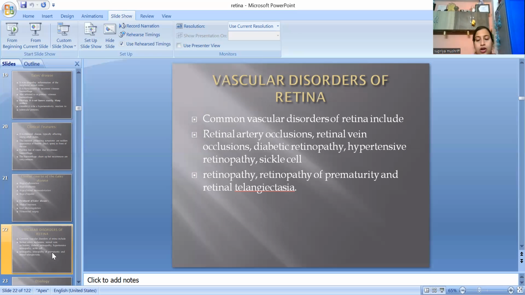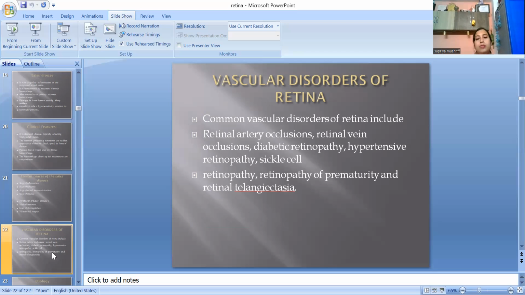Whenever any vein occlusion occurs, that is central retinal vein occlusion or branch retinal vein occlusion, it comes under the category of retinal vein occlusion. And other important retinopathies are diabetic and hypertensive retinopathy. It is very common nowadays because most of our old people are suffering from diabetes and hypertension. So screening of diabetic retinopathy and hypertensive retinopathy is very important.